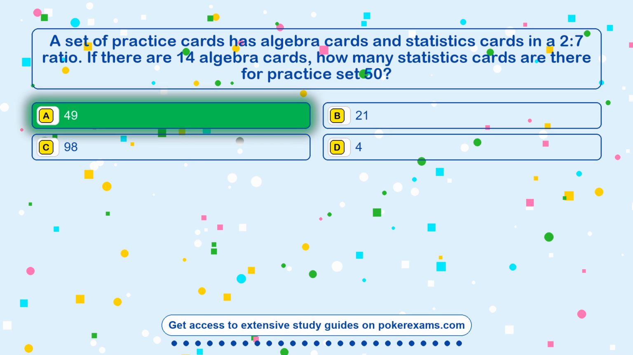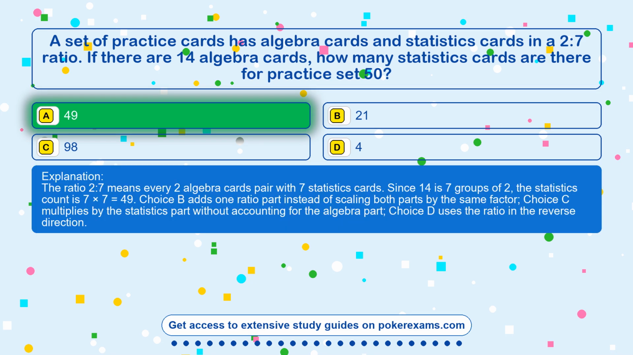The correct answer is option A, 49. The ratio 2:7 means every 2 algebra cards pair with 7 statistics cards. Since 14 is 7 groups of 2, the statistics count is 7 times 7 equals 49. Choice B adds one ratio part instead of scaling both parts by the same factor, choice C multiplies by the statistics part without accounting for the algebra part, choice D uses the ratio in the reverse direction.